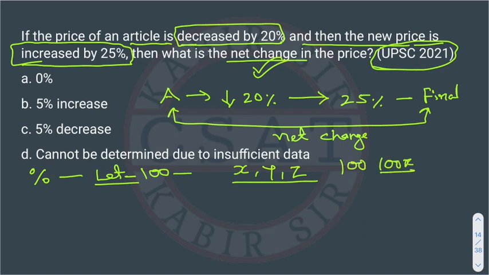Why in the multiple of 100? Because there is percentage. If we want to calculate the percentage like 20%, then the 100 will cancel this 100. So the calculation is easy. That's why we consider 100 or a multiple of 100. So here I am assuming that the initial price of an article is 100 rupees, right?